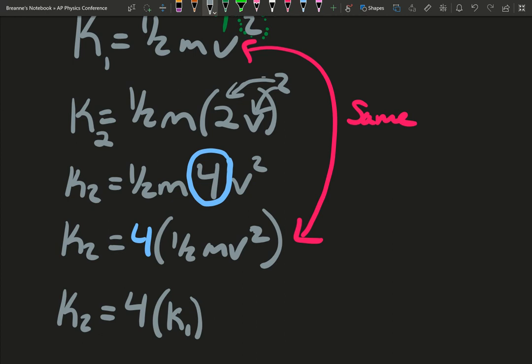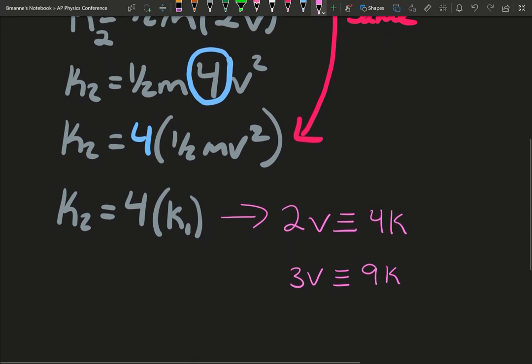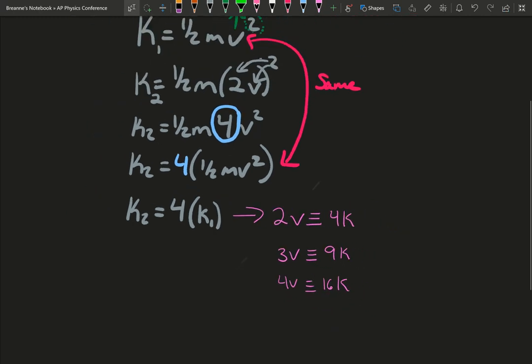So what that is saying is if you double your velocity, your kinetic energy is going to quadruple. And you could do the exact same thing for saying if you triple your velocity, it's going to make your kinetic energy go up by 9. And so on and so forth. You could just keep going and going. As you can see, this isn't just increasing by 1s. This is increasing exponentially. So that's what I mean by exponentially.